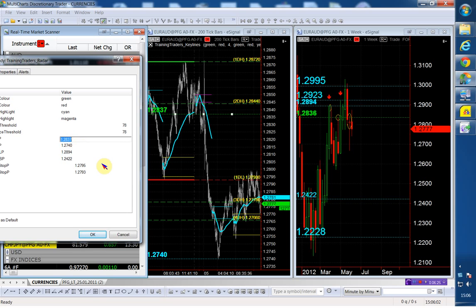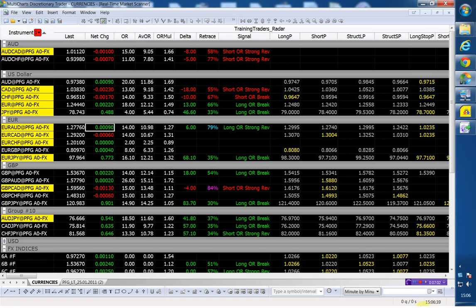So we're buying above 128.37. If we do, we have a structure long point at 128.94, and our stop is the 127.95. On the short side, we're going to go short below the 127.40, and your structure short point is the 124.22. Your stop is going to be the 127.93. Okay, that is the Euro Aussie.